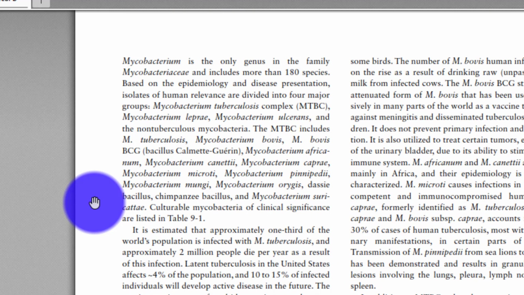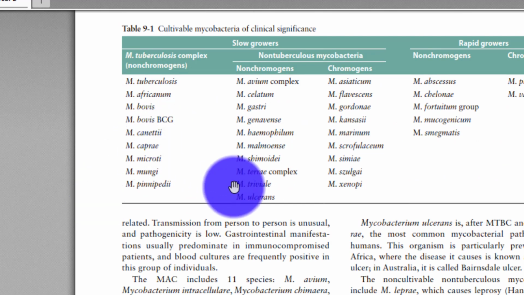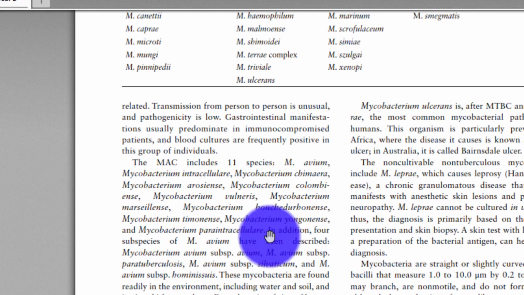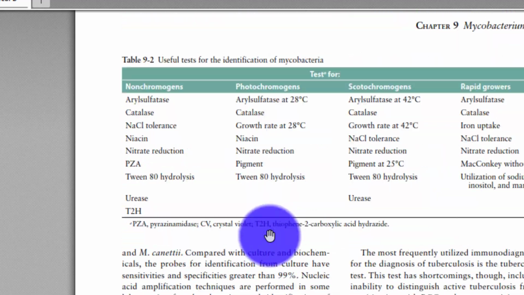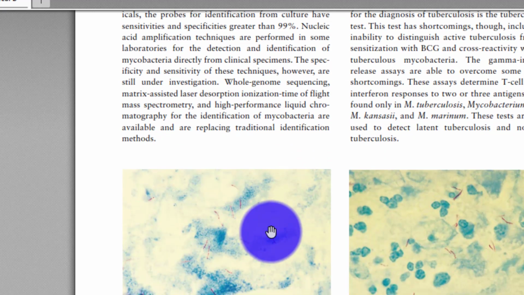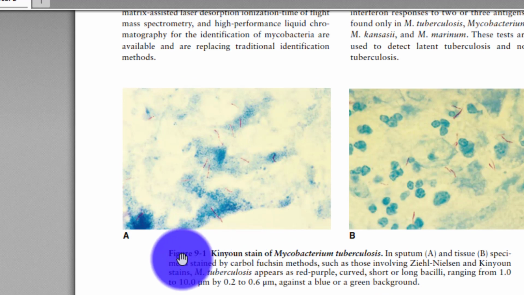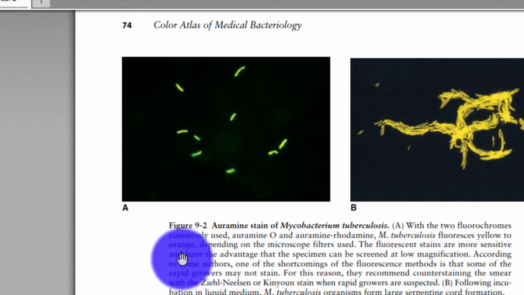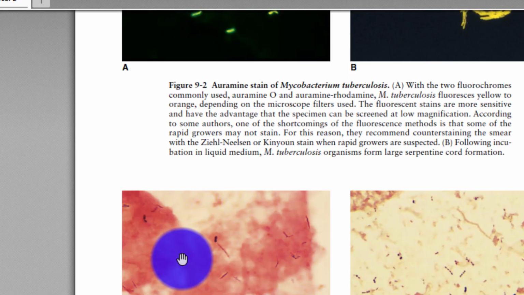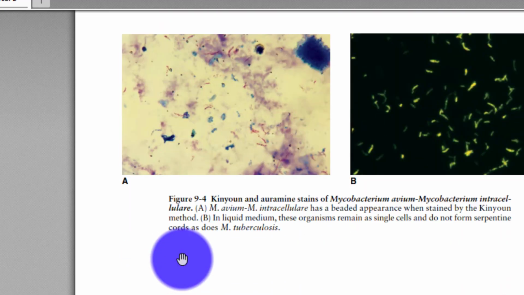Mycobacterium, its classification: tuberculosis, bovis, and others. Biochemical test. This is a Kinyoun strain of Mycobacterium tuberculosis in sputum, auramine stain, gram stain, Mycobacterium, Kinyoun and auramine stain.